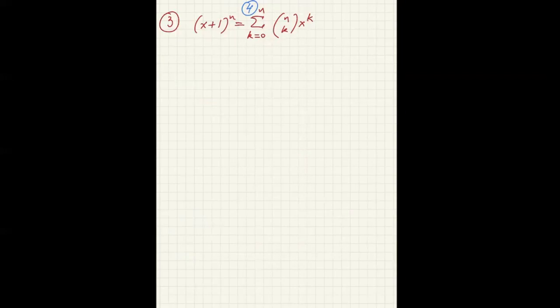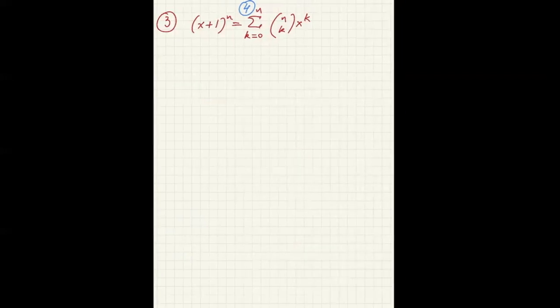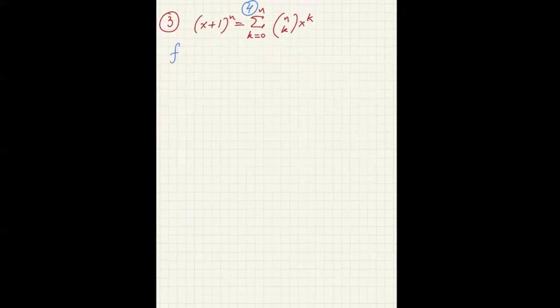Now let's make this into a function. So let's create a function. For now, let's just say the function is from real numbers to real numbers, different from the f before. F of x equals (x plus 1) to the power n. Now this function is obviously differentiable, and so f prime of x equals, by the rules of taking derivatives, this expression.